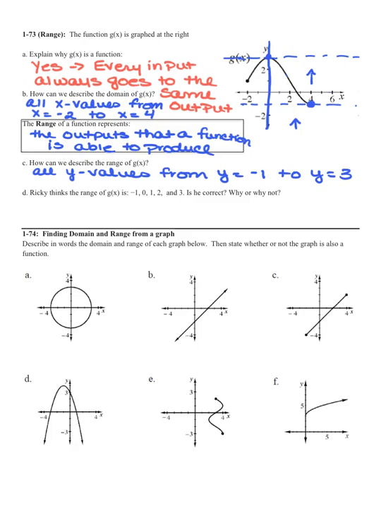Now in part D, it wants you to think about the following question. Ricky thinks that the range of g of x is -1, 0, 1, 2, and 3. Is he correct? Does that fall in line with how we just described the range of g of x, all y values from -1 to +3?